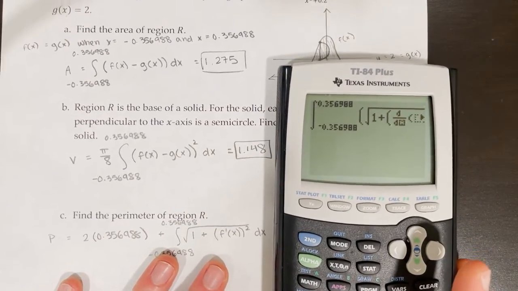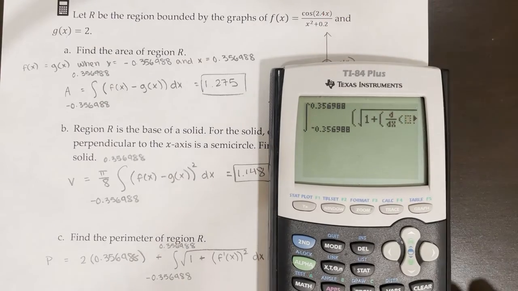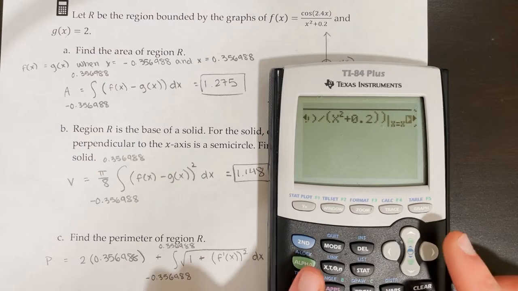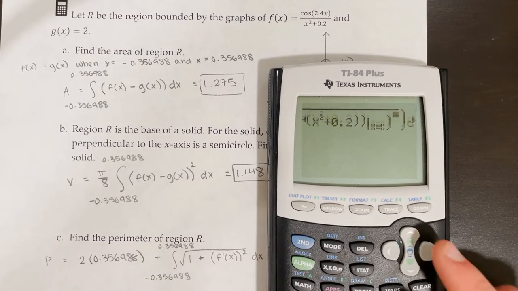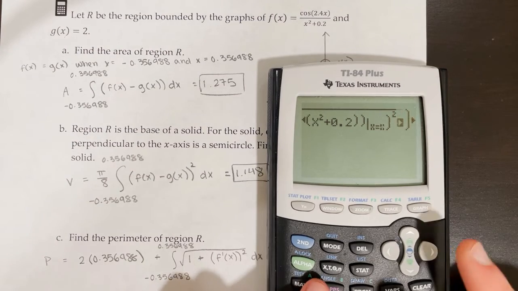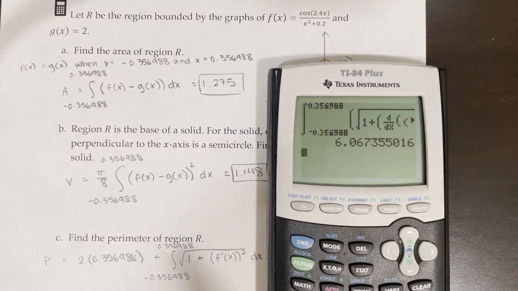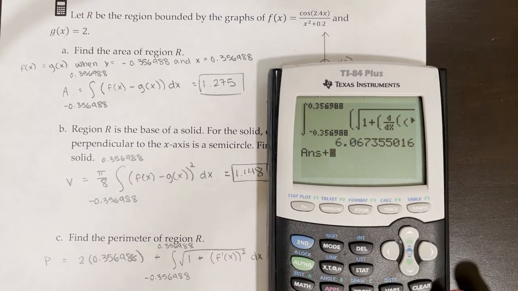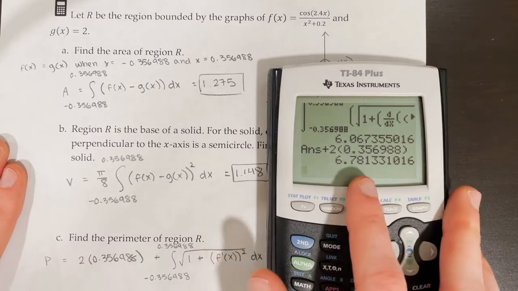So we're going to take d dx of our function right here, and I'll type in that function. And we'll say x equals x because we want it at any value right there. And then we need to square that derivative. So we'll do close parentheses, square the derivative, squaring f prime of x, and then we have our dx on the end. And here's our value. So this is that integral, and don't forget that you also need to add this. So we'll say our answer plus 2 times 0.356988. And that gets us the total perimeter of region R, 6.781.